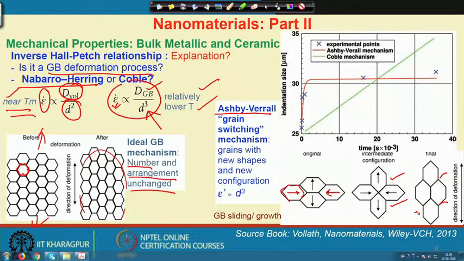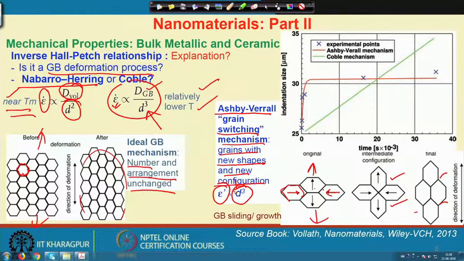Does it only involve the stretching of this grain? No, the position has changed and the orientation has also changed. So, this is a switching mechanism with grains of newer shape and newer configuration, and this is explained with a strain rate proportional to, let us say, 1 by d cube. Okay.